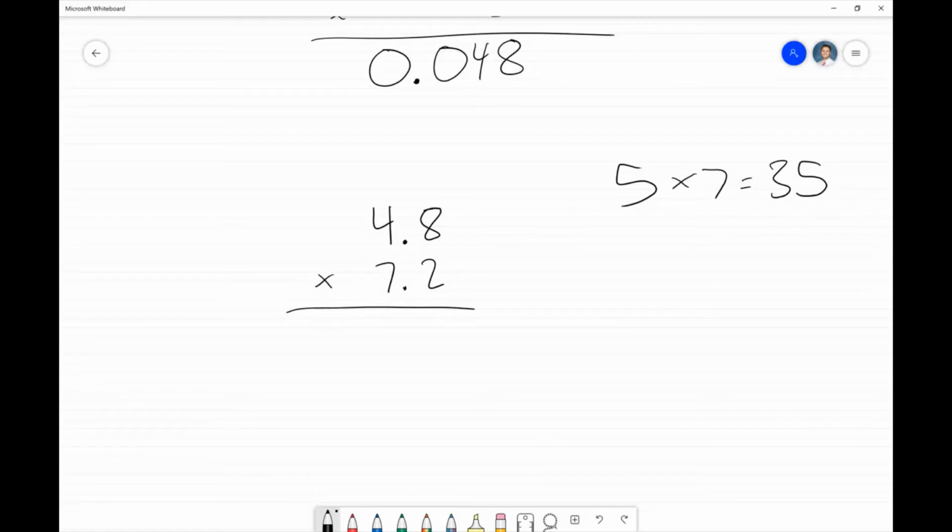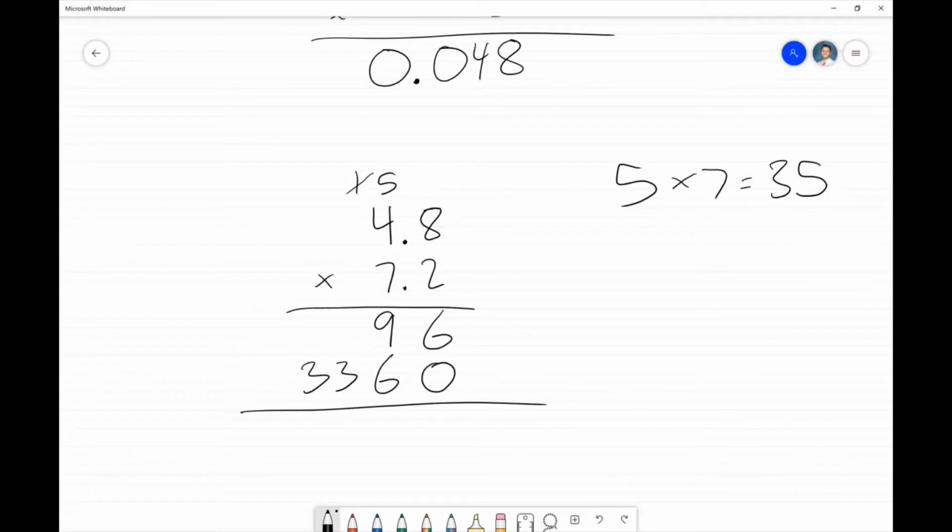So now let's go ahead and multiply. 2 times 8 equals 16. 2 times 4 is 8, plus 1 is 9. Have our 0 here. 7 times 8 is equal to 56. 7 times 4 is 28, plus 5 is 33. So now we can add these products together. 6 plus 0 is 6. 9 plus 6 is 15. 1 plus 3 is 4.